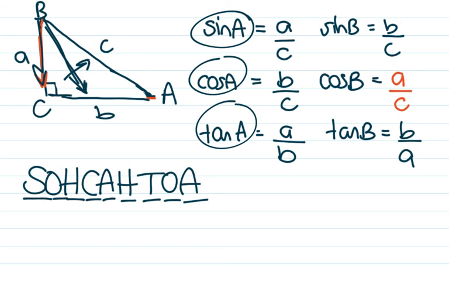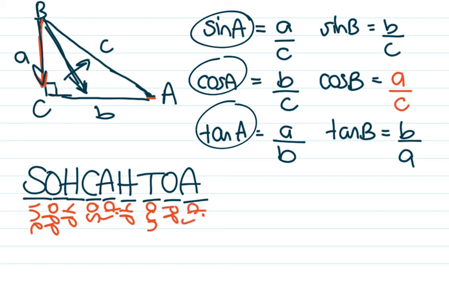So for sine, you do opposite over hypotenuse. For cos, you do adjacent over hypotenuse. And for tan, you do opposite over adjacent. Okay, so if you remember the word SOHCAHTOA, then you'll always remember the ratios for each trig ratio.